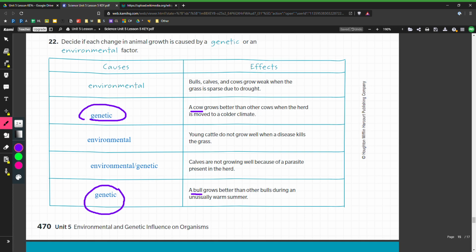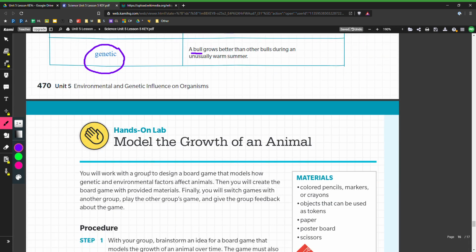The calves are not growing well because of a parasite present in the herd. So it depends on how the parasite is present, right? If the parasite is being passed from cow to cow, that could definitely be genetic because cows that might be immune genetically would not get the parasite. If the parasite was in something affecting their food sources, then it could be environmental, because their environment doesn't have much food because of the parasite. So it depends on how you look at it, I think.